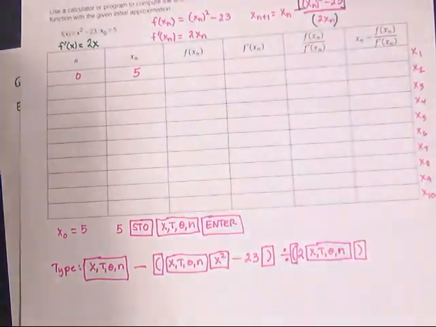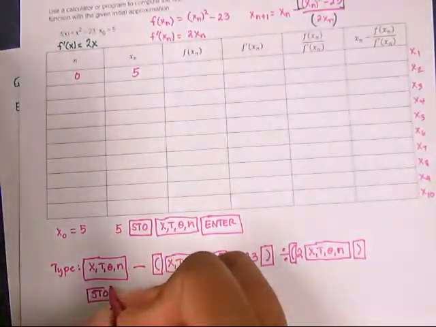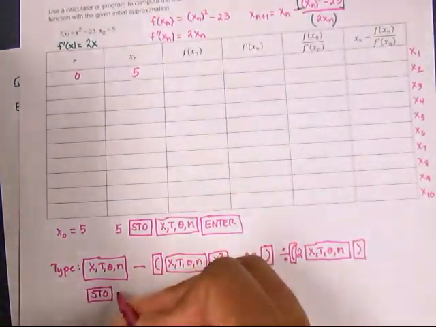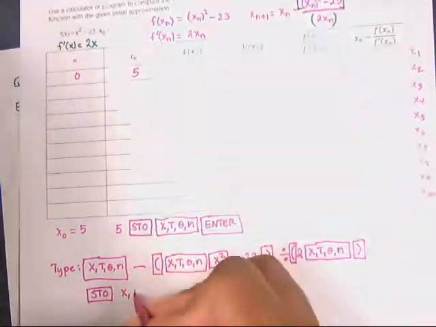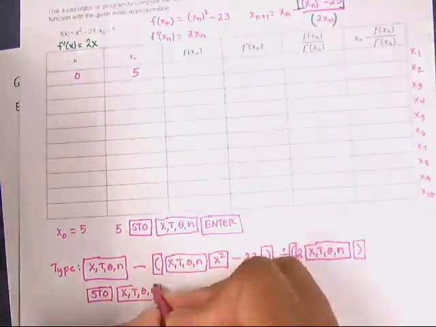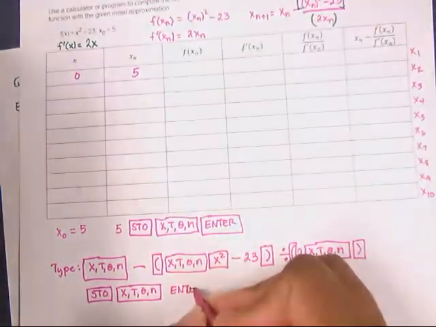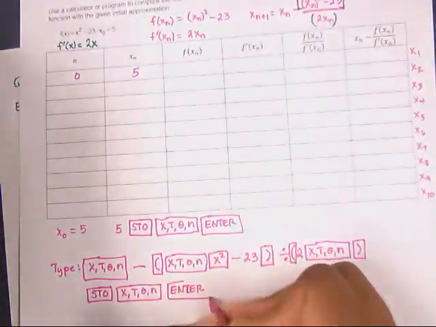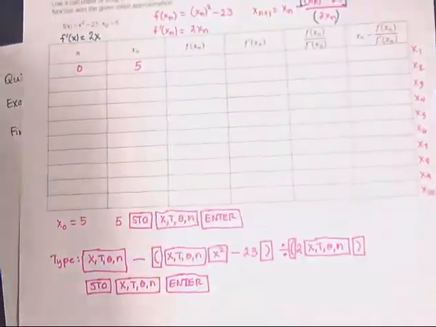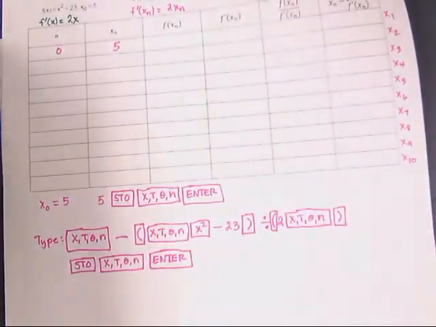And then after which, you're going to press the STO button to store it, and then X,T,θ,n for your x, and then you're going to press enter. Okay. Now I'm going to go ahead and do this on the calculator so I'll be caught up with where you are.